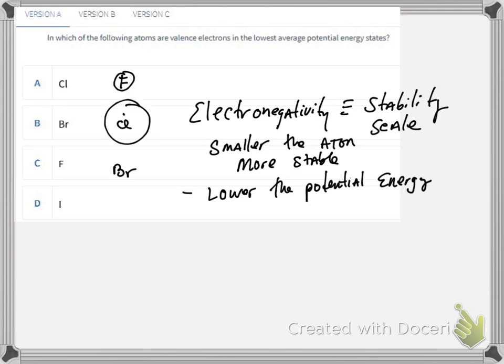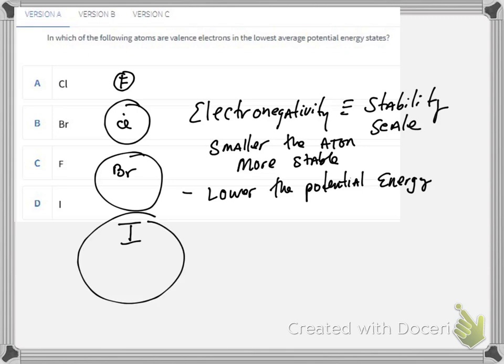So if we look at the size here as we go down the column, these are the halides, the column right next to the noble gases. What we see is fluorine is the smallest. And since it's the smallest, it's the most stable. It has the highest electronegativity of the group, and therefore would have the lowest potential energy.